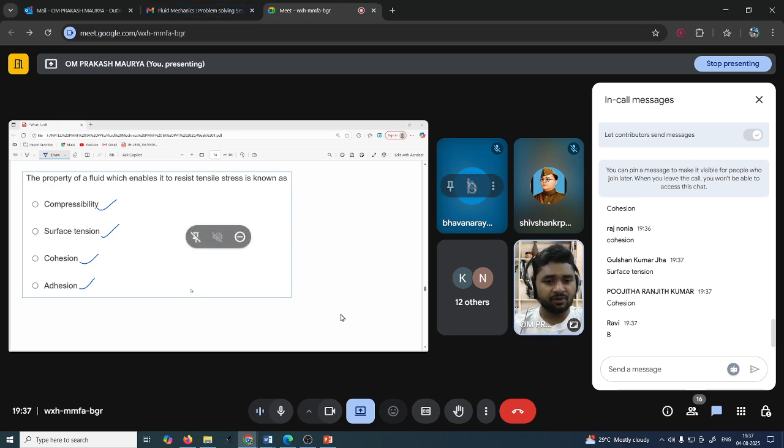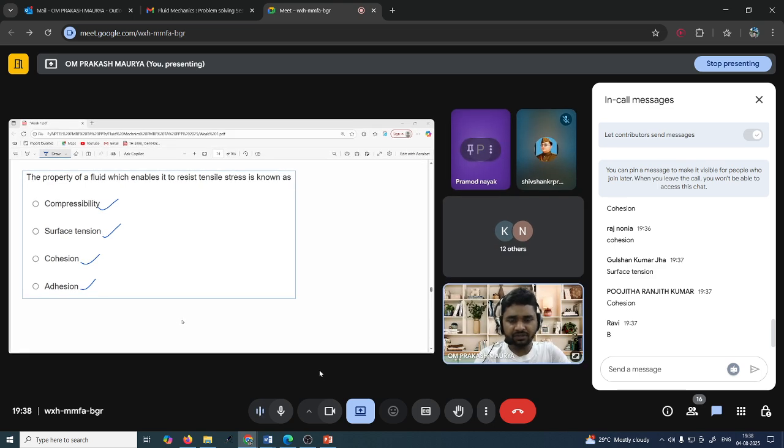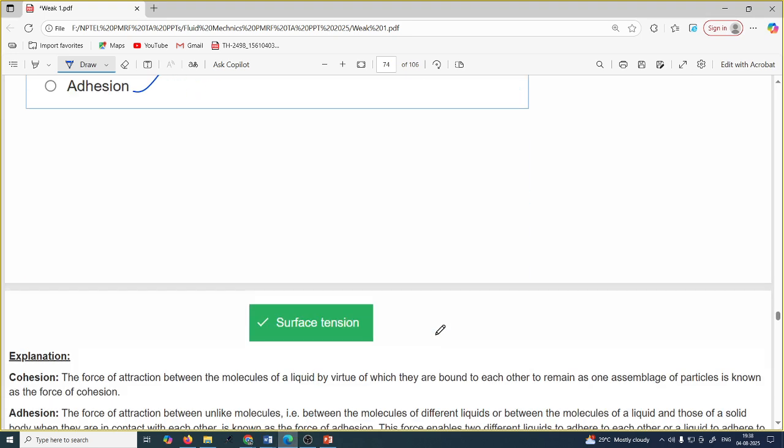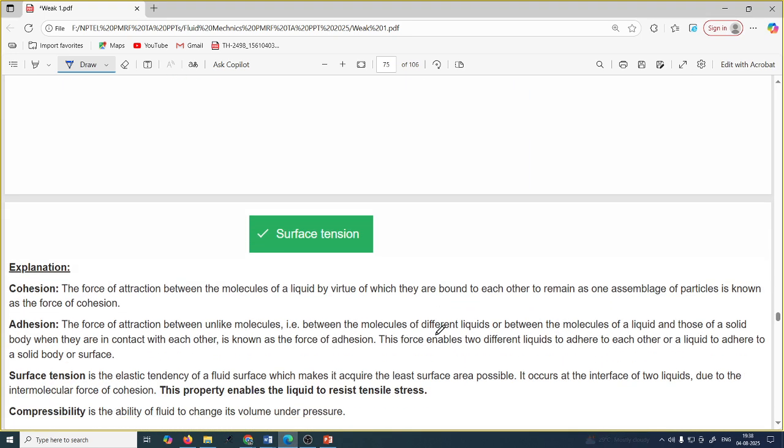Okay, let us discuss about it. Anyone want to give the answer? I'll give a few seconds. Cohesion, okay. Shiv Shankar is telling cohesion. Okay, you are also telling cohesion, Pramod. Okay, so let me just show you. So here the answer is surface tension.